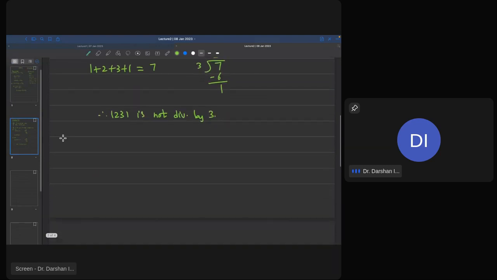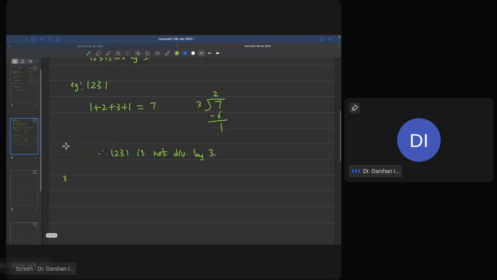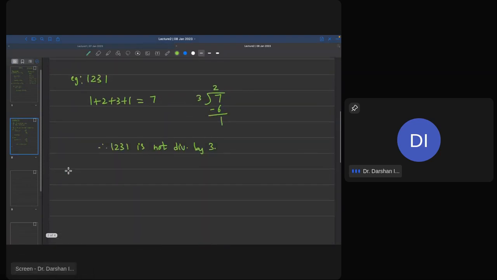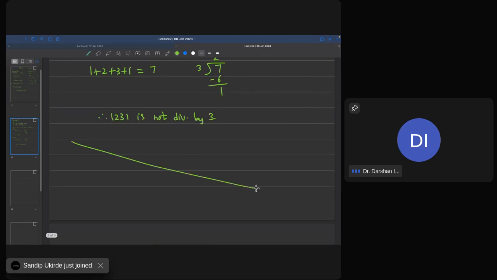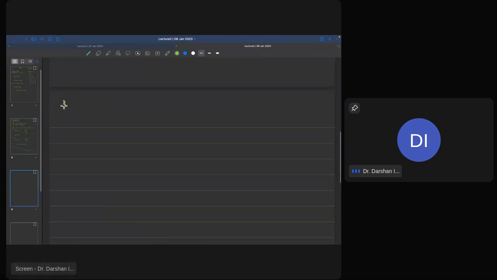Third, I write it. Four. Here I say if the last two digits of a number are divisible by 4, we say the number is divisible by 4.